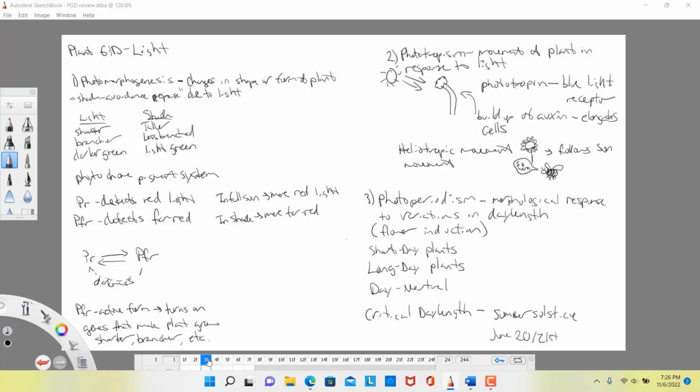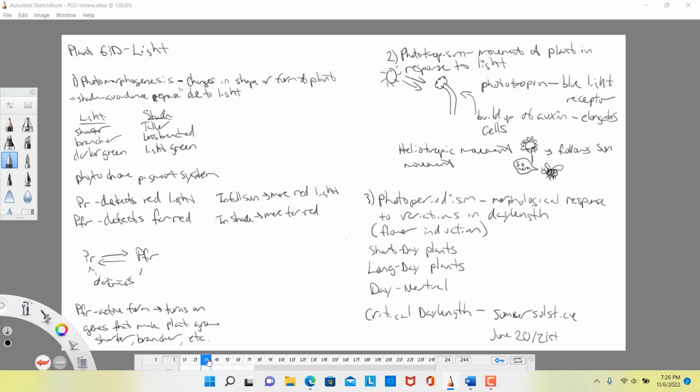And we started with photomorphogenesis, and we said it is a change in the shape or form of a plant due to light. And this is a form of a shade avoidance response, right? Shade is a threat to our plant. We know light is so important for our plants because of that photosynthesis process, right? So if our plants are getting shaded out, it's going to affect their growth and development. It could ultimately lead to their death.